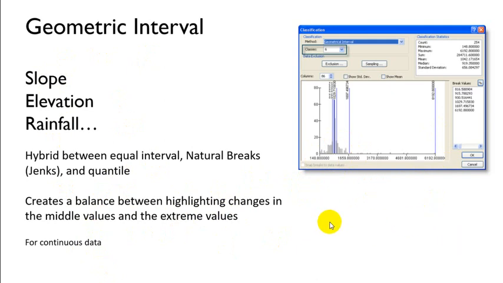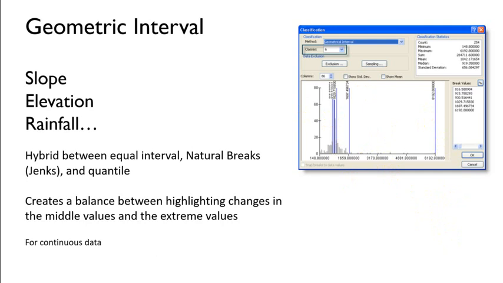A good example of when you might want to use this is if you've got 100 weather stations and only 15 out of the 100 actually had recorded precipitation, so you've got a bunch with 0. That would be a good time to use geometric interval, because all those 0 values won't skew the distribution of your colors in your map quite as much.